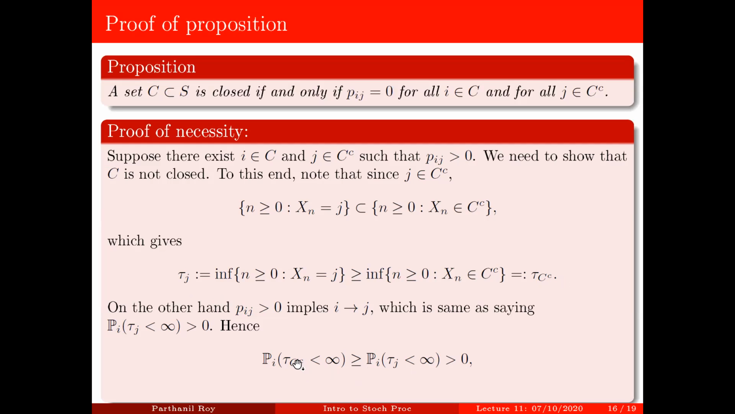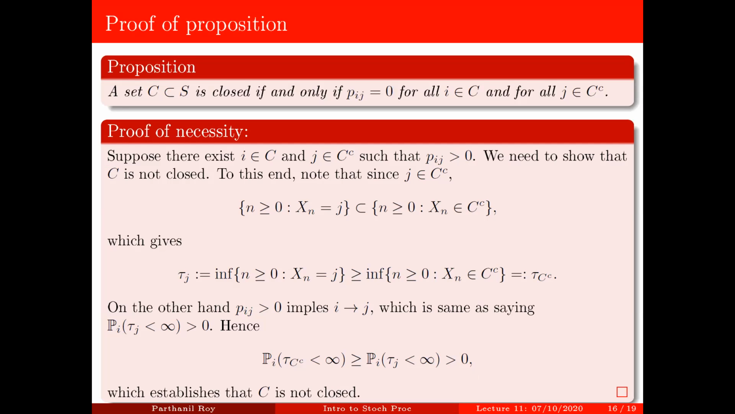So therefore, this probability is bigger than or equal to this probability. And we already know, because i leads to j, this probability is strictly positive. Therefore, starting from i, you will hit C complement in a finite time with positive probability, which says that C is not closed. But if C is closed, this particular thing has to be infinite with probability 1. So therefore, C is not closed. So this proves the only if part.